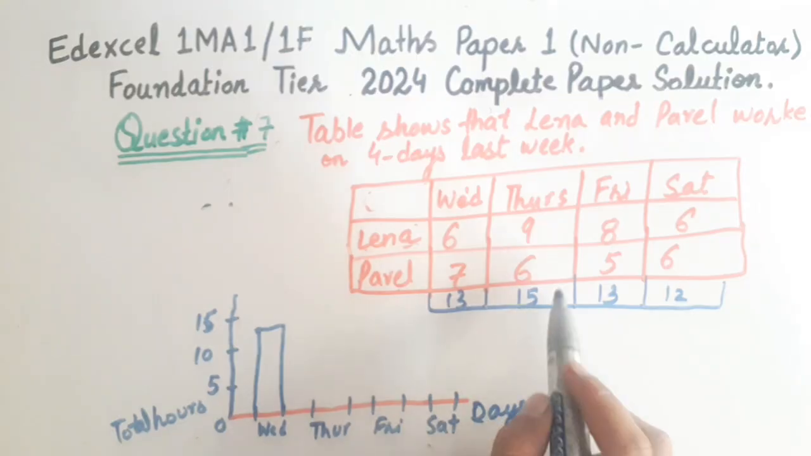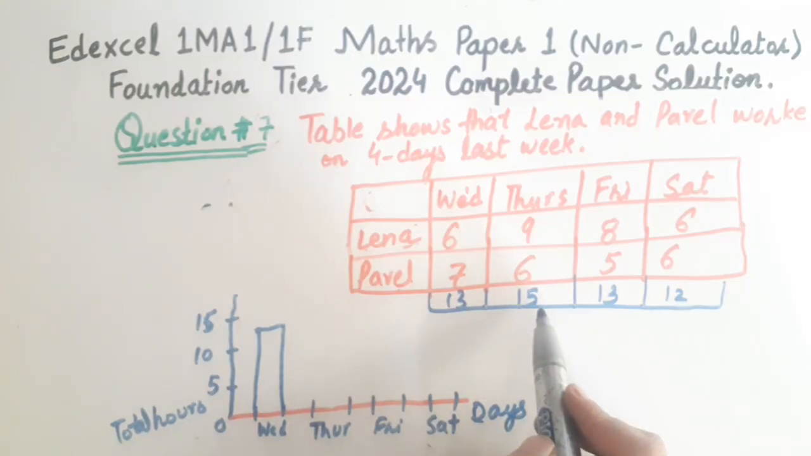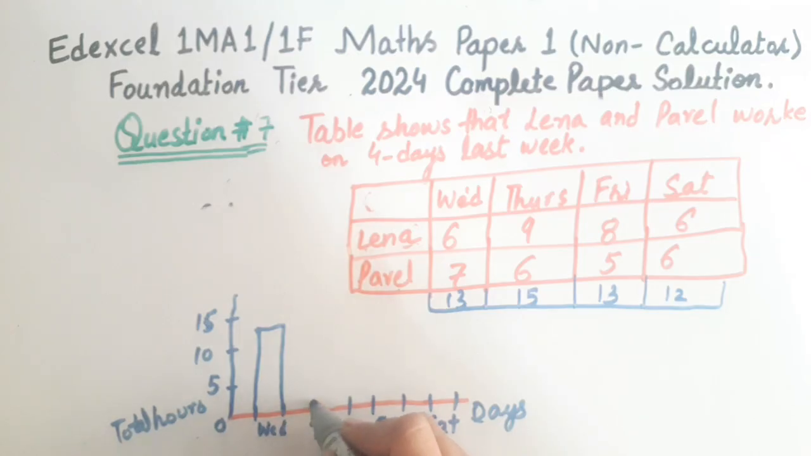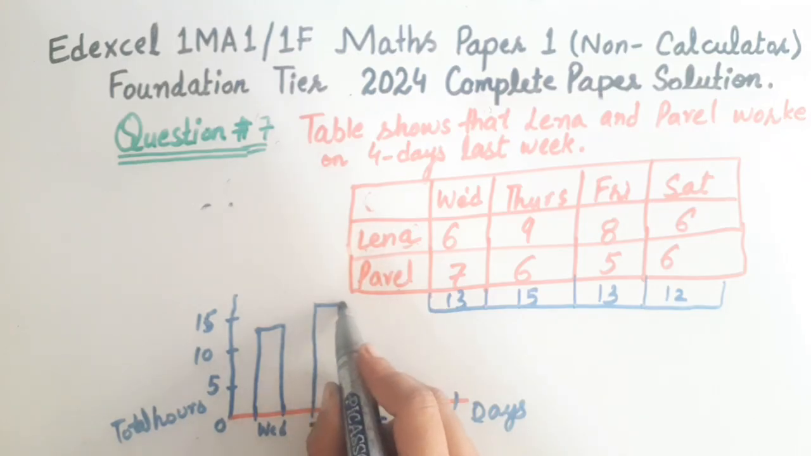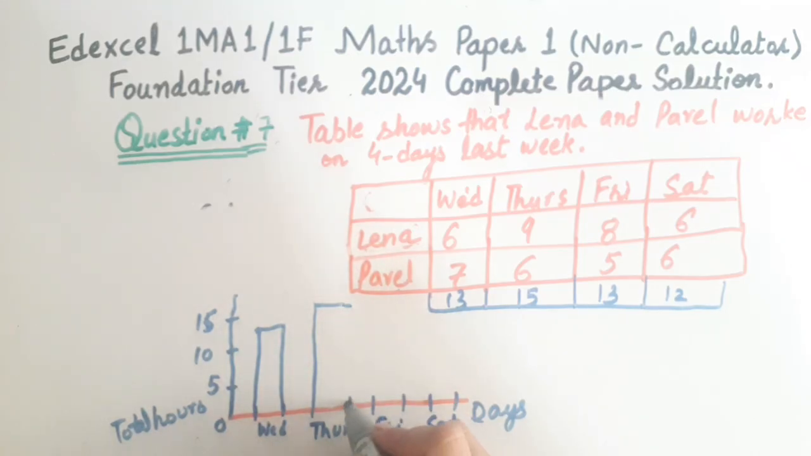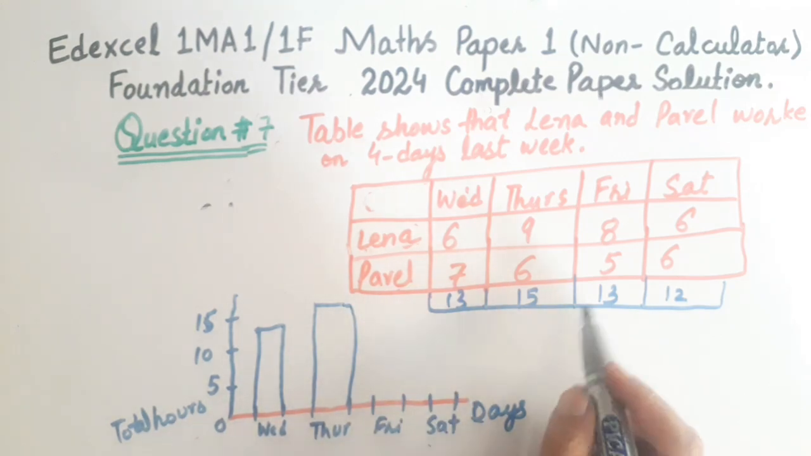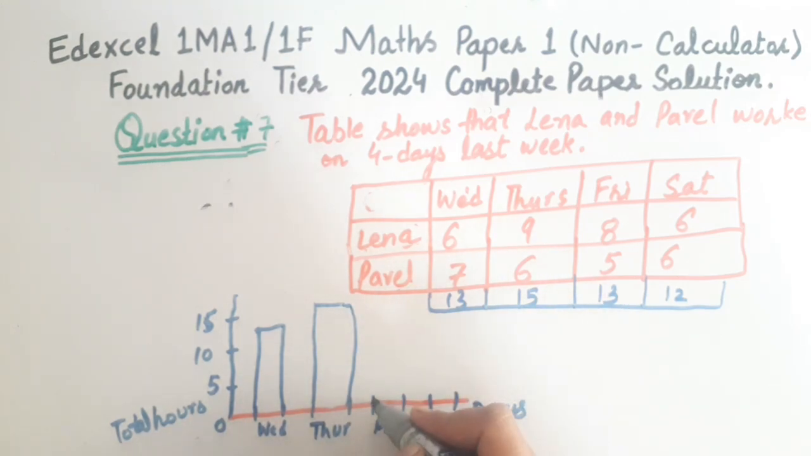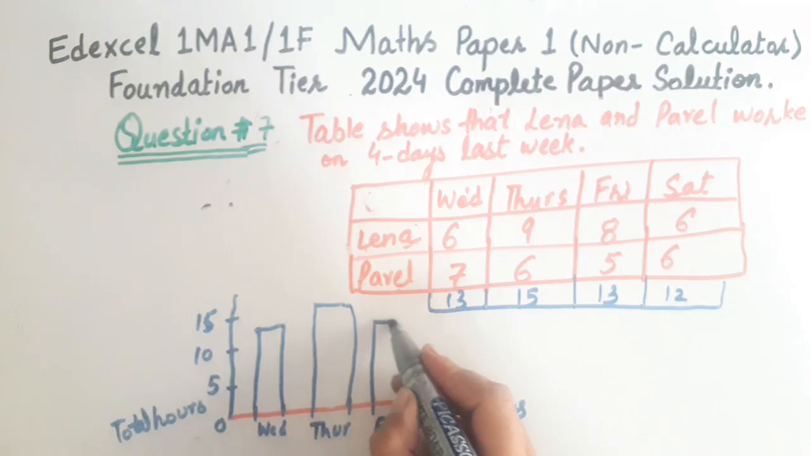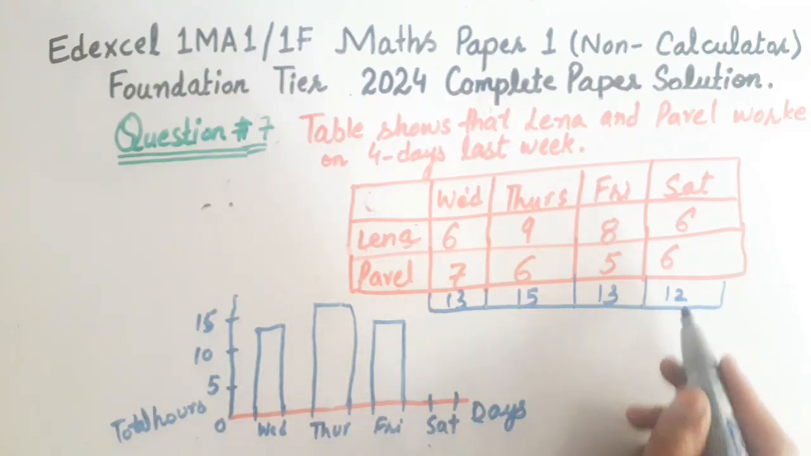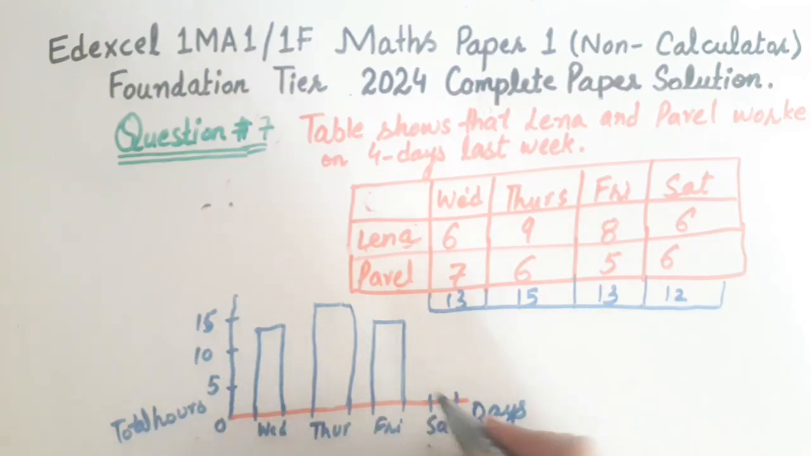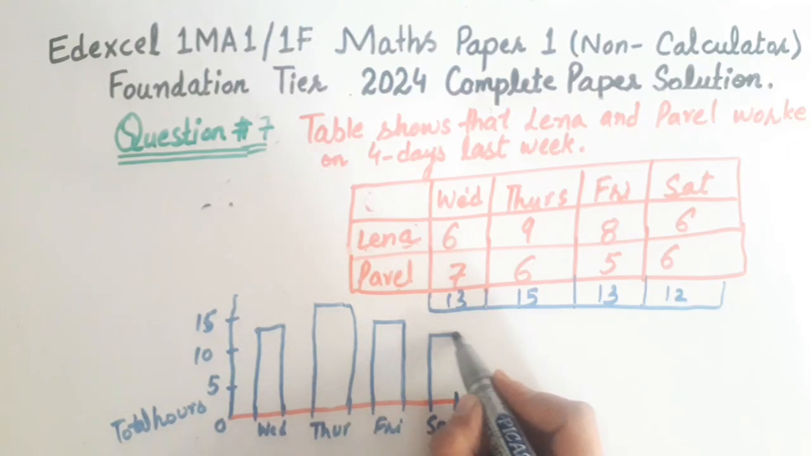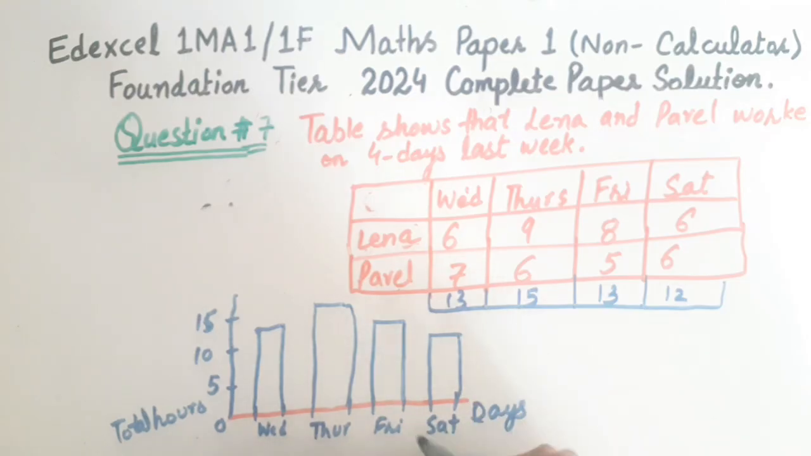Now the next one, that is 15. So 15 is like this, corresponding to this is for Thursday. Now for Friday it is again 13, and on Saturday it is 12, so it is greater than 10 and less than 13, so roughly this is 12.